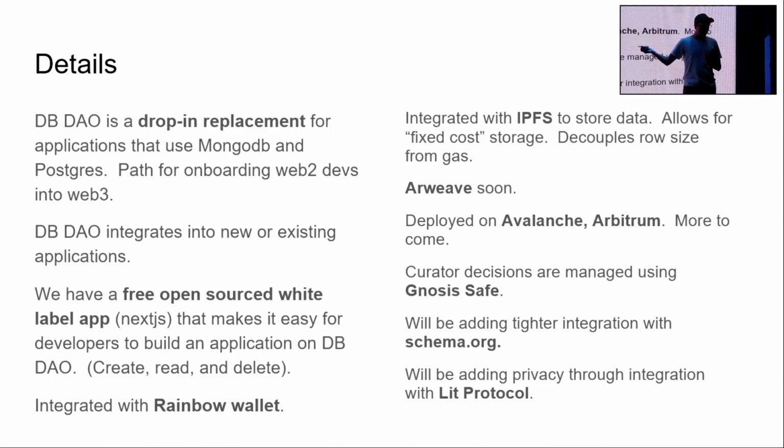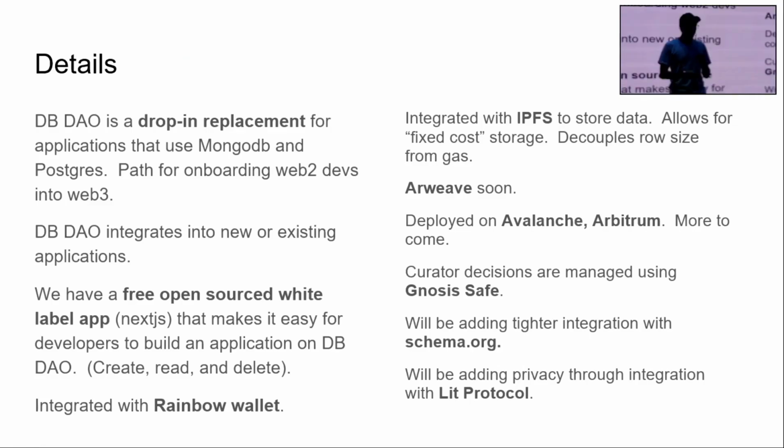We just released a white label app, which is cool. You can download that on GitHub, and it makes it very easy to integrate with the system. I'll have a link to that in the last slide. We're integrated with Rainbow Wallet as part of the white label app. We're agnostic to the size of the data, so we integrate with IPFS and generate a CID, and that's what's stored in the contract. All our transactions, because we're on Arweave, on Avalanche, and we use IPFS, are very fast and under a penny, and we can do things to streamline that further.